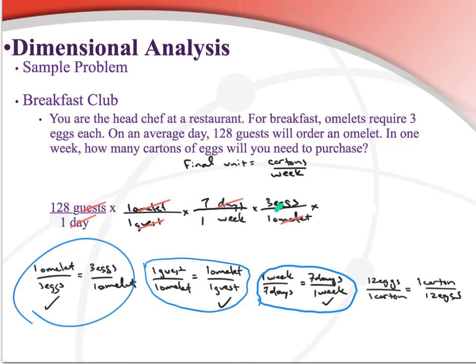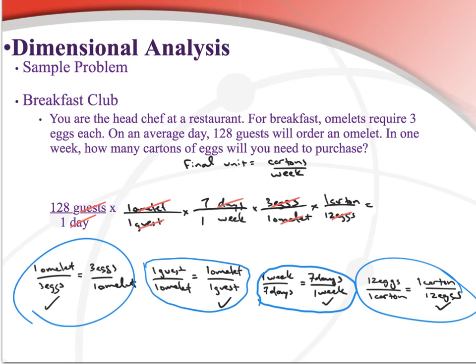So if eggs is on the top here, I need to pick the one with eggs on the bottom of my conversion factors. That's going to be the second one. All right, so now we've used all of our conversion factors. And I want eggs on the bottom, so I've got 12 eggs down here is 1 carton. Okay. So then I can go ahead and cross off eggs.